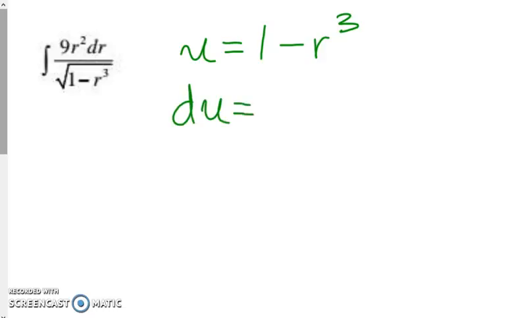One more example I want to run through here. Okay, so first we're going to choose our u. Again, choose the inside part. I'm going to choose that part inside the square root. So I'm going to choose 1 minus r cubed as my u. I'm going to differentiate both sides. Add a du. Add a dr, because I took the derivative of an r term. I'm going to solve this for dx, or in this case, dr.